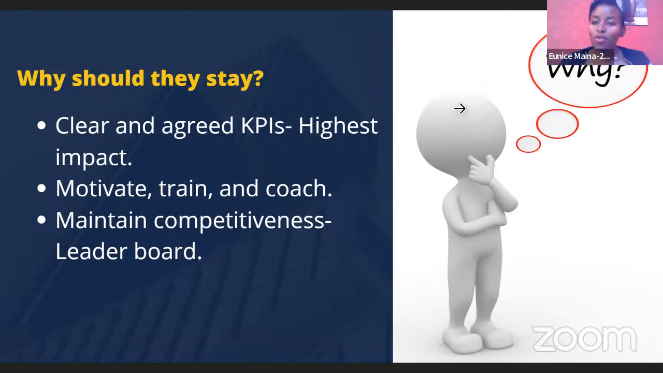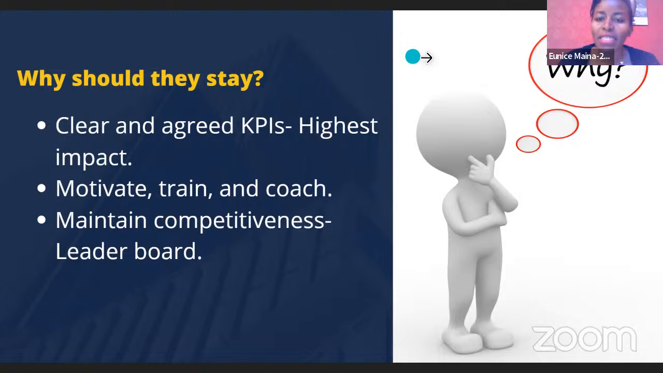You may not have control over the closing of the business, but you have control of how many leads you generate. Okay? Then motivate, train, and coach. Now, this is where the rubber meets the road. If you yourself are not able to train and coach them, then you lose them. So even the best still need a coach. So you need to motivate them.